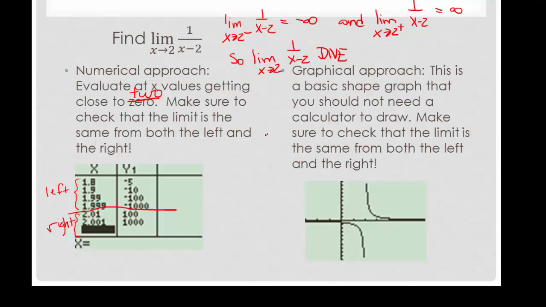Again, this is also a basic shape graph. This is a graph of 1 over x, which is your reciprocal graph. And you have a minus 2 attached to your x. So whenever you add or subtract numbers from x, it's either a left shift or a right shift. Because this is a subtraction of 2, that shifts 1 over x to the right. So 1 over x, shift to the right. Okay, there's a vertical asymptote sitting here. And notice as you approach from the right side, you get positive infinity, and as you approach from the left side, you get negative infinity. So again, your numerical and your graphical should agree. They are both guesses, but they should agree with each other.